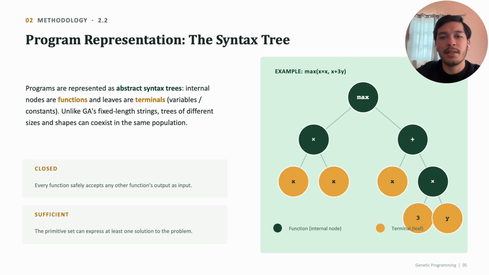Two properties matter when we design this kind of representation. The first one is that the set has to be closed. This means that any function can safely take any other function's output as input, and it has to be sufficient, meaning it's rich enough to express a solution to our problem. Get either one of these wrong, and GP simply won't be able to find what you're looking for.